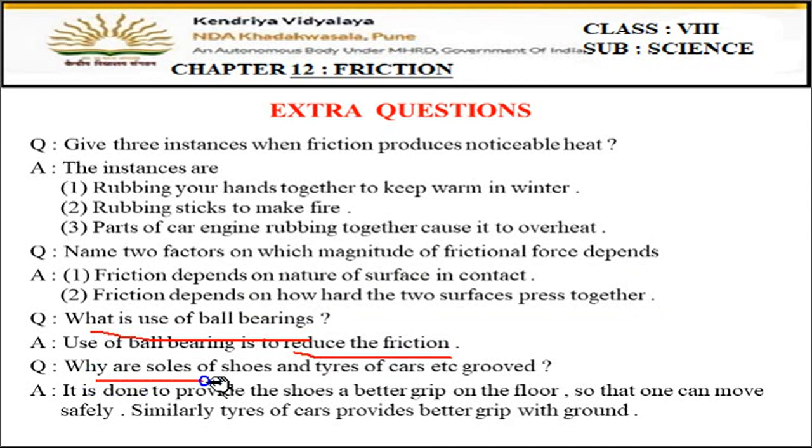The next is why the soles of the shoes and tires of the cars, etc., are grooved. Why are designs made on the soles of the shoes and on the tires? It is done to provide shoes a better grip. Making designs on them will make the surface rough, and when the surface is rough, it will give a better grip on the surface, right? So when someone is moving, they should not slip down, right? For better grip, for making the surface rough, these types of things are done.